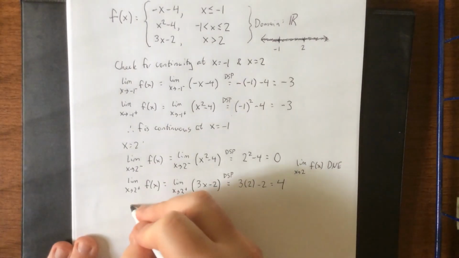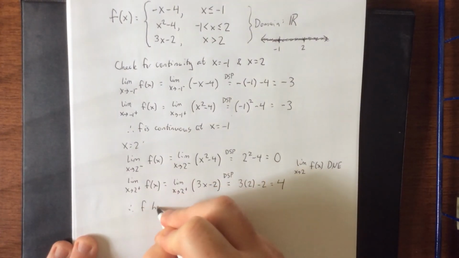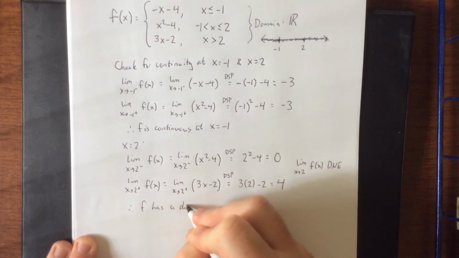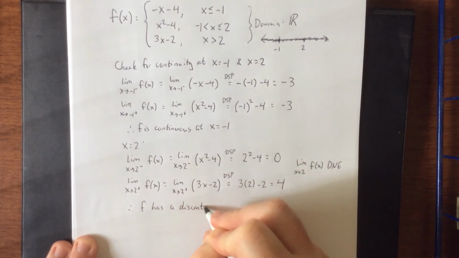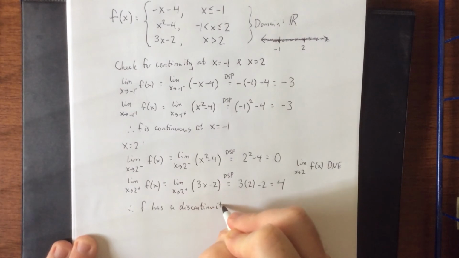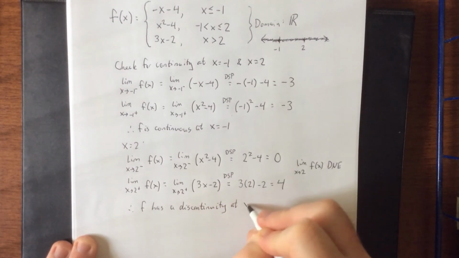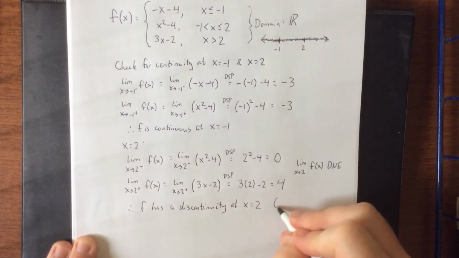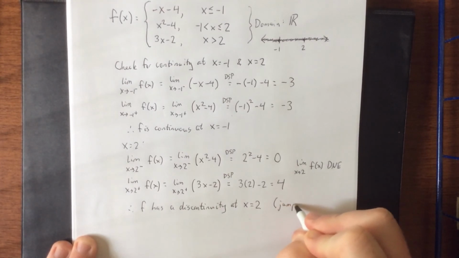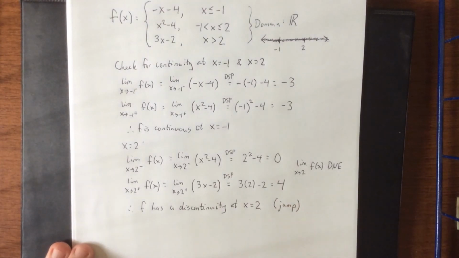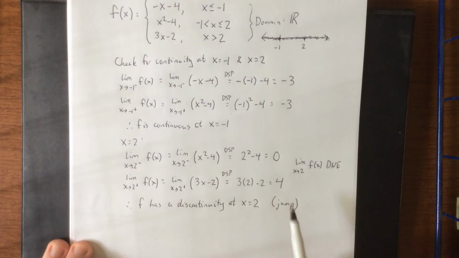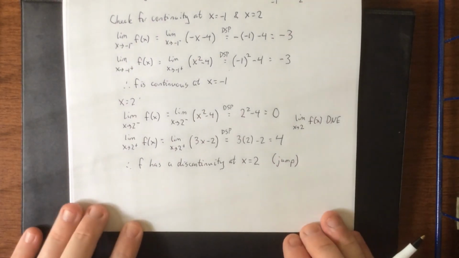Therefore, f has a discontinuity at x equals positive 2. And if we had to classify what kind of discontinuity it is, that would be a jump discontinuity due to the fact that the limits are not equal to each other, the left-hand and right-hand limit.